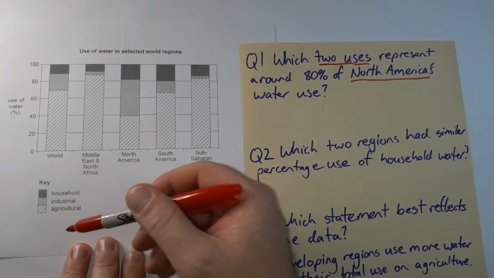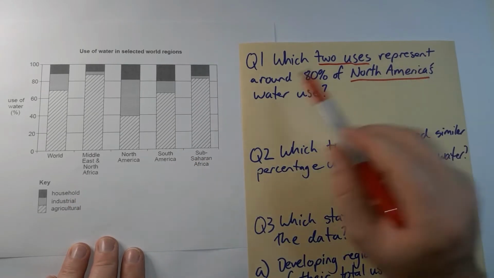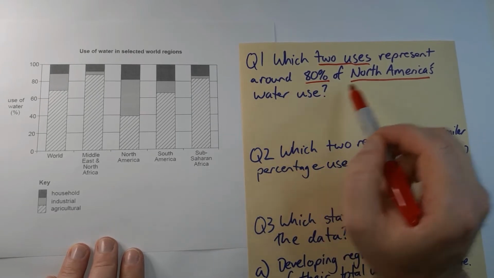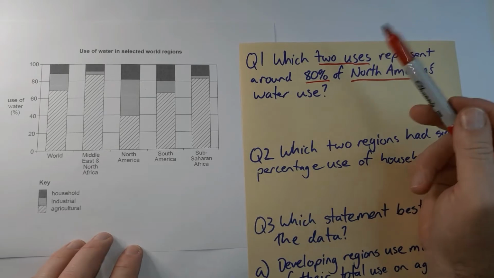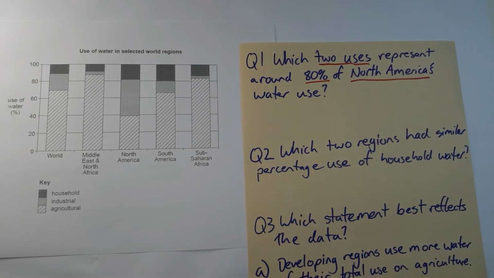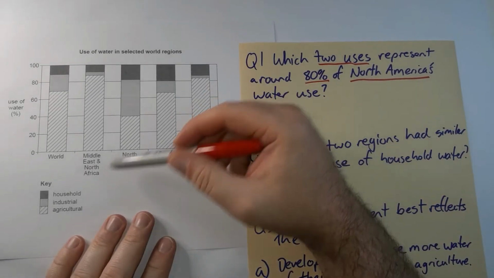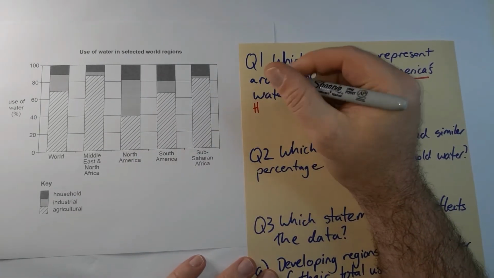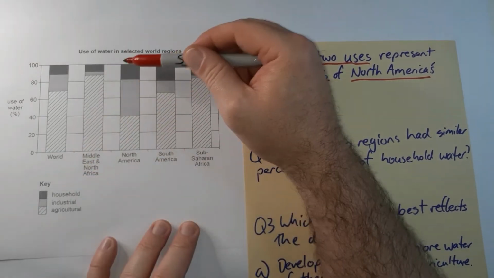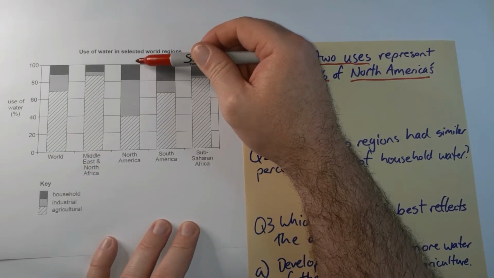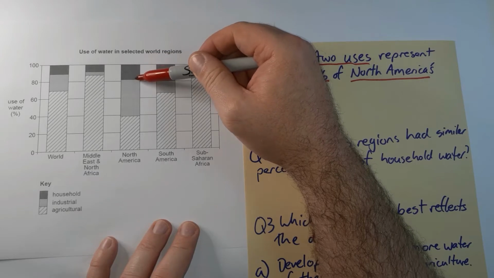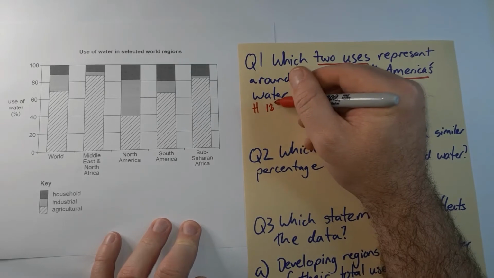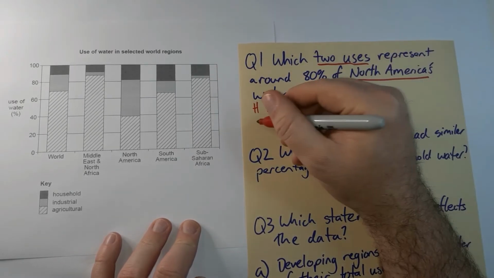So I need to find 2 out of the 3 which represent around 80%. That means it's not going to be exactly 80% of North America's water use. So if I have a look at North America, I'm going to look for the totals for each of the 3 categories. If I look for household, that's a dark color. If I start measuring down from 100, it looks almost towards 80. So I'd probably say it's about 18% of their water use is used by households.